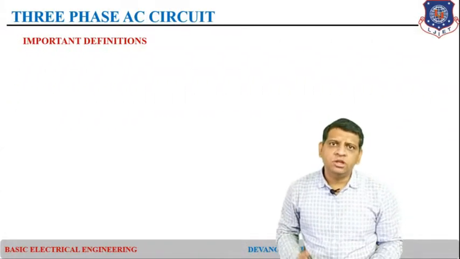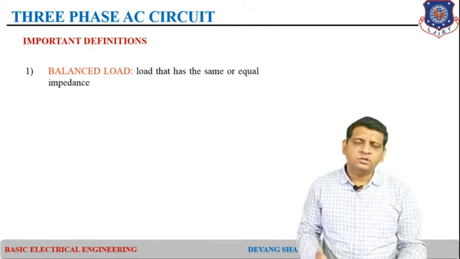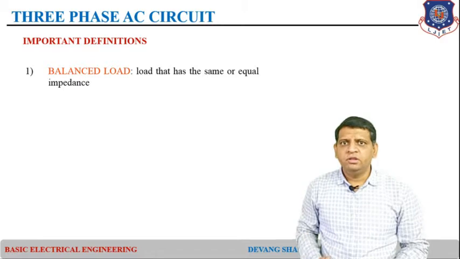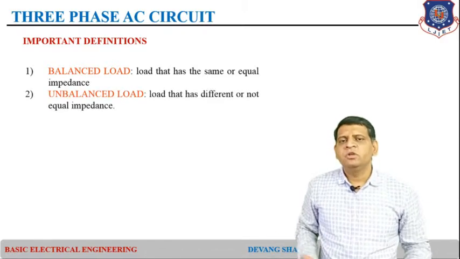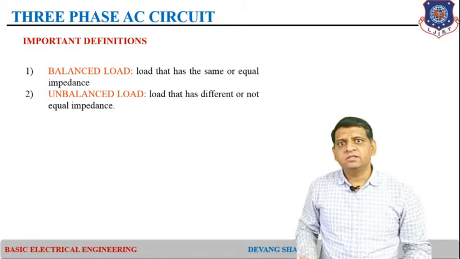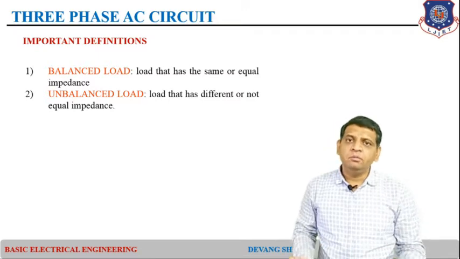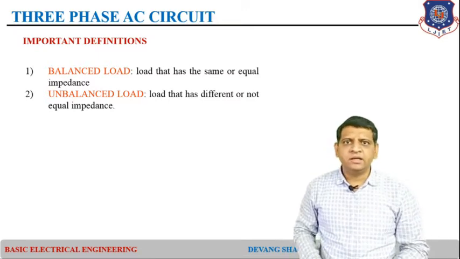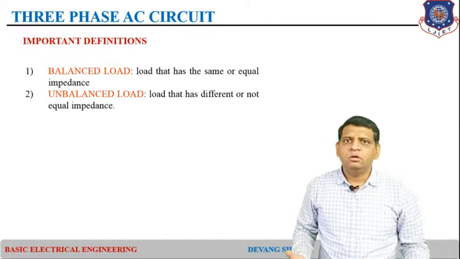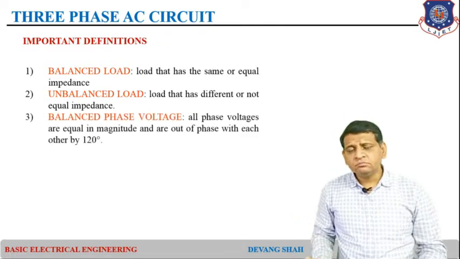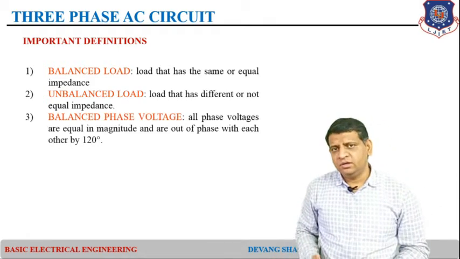So if we talk about the 3-phase delta connection, there are common definitions we need to understand, like those related to balanced load and unbalanced load. In a balanced load, all the impedances connected in a circuit are the same, having equal value. In the same way, an unbalanced load means all impedances connected in a network have different values, or are not equal, right.